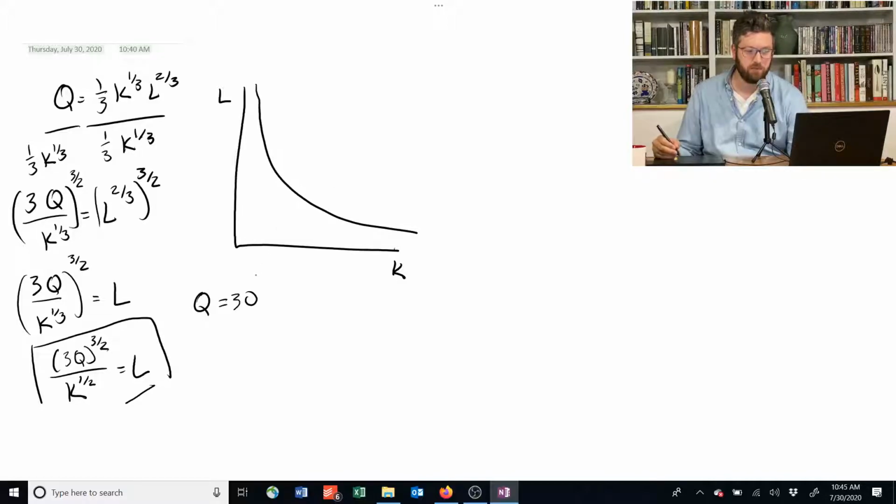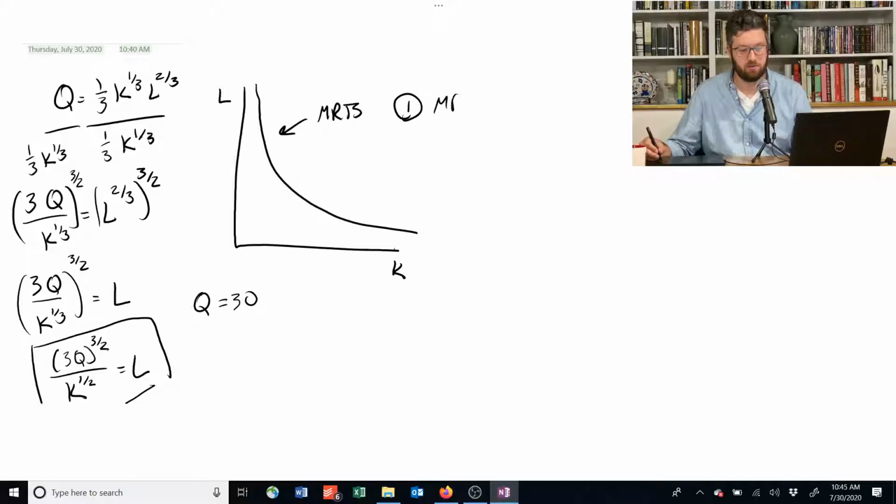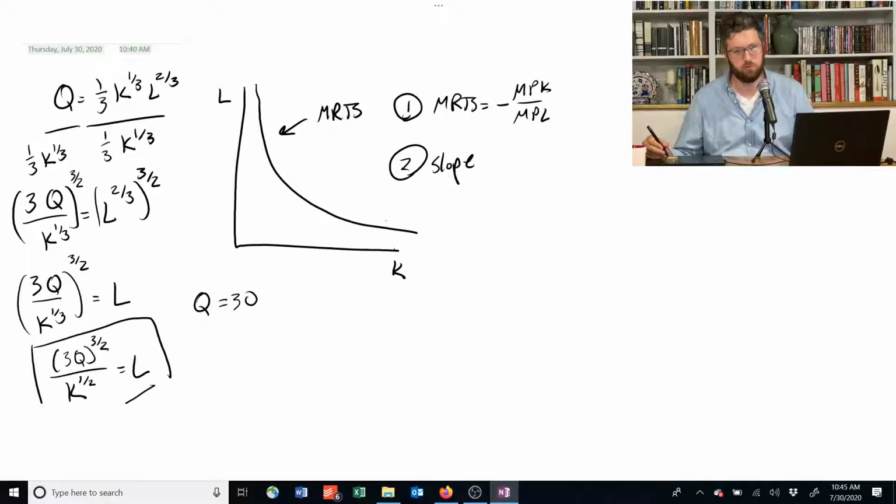We could calculate some actual points in here and fill this out, but it's not really important for doing this exercise. To find the marginal rate of technical substitution, there are 2 ways to go. One, we could say that the marginal rate of technical substitution is equal to the negative MPK over MPL. Or two, we could find the slope, now that we have this equation here. So we'll do it both ways.